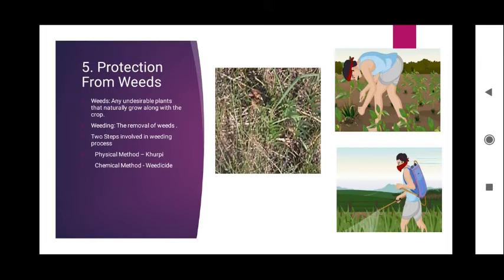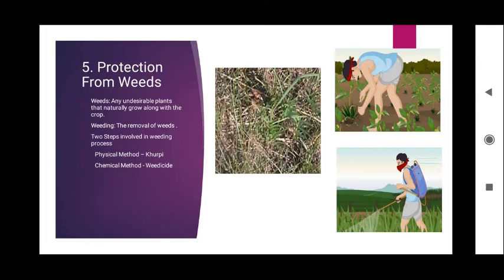Manual removal is called the physical method. This manual removal includes cutting the weeds or uprooting them from the ground from time to time. This is done with the help of a device called a khurpi. As you can see in the corner of the page, a farmer is uprooting the weeds with that device, the khurpi.